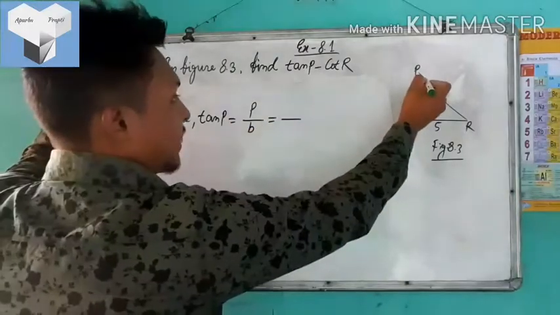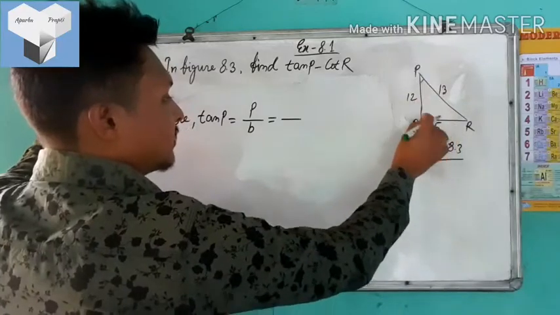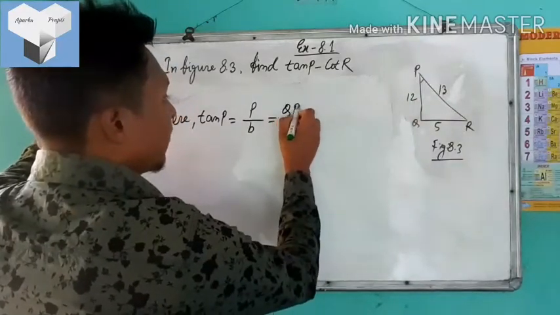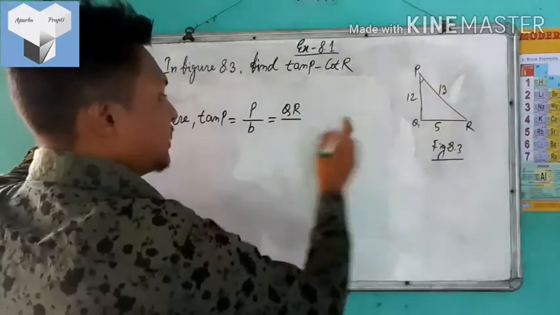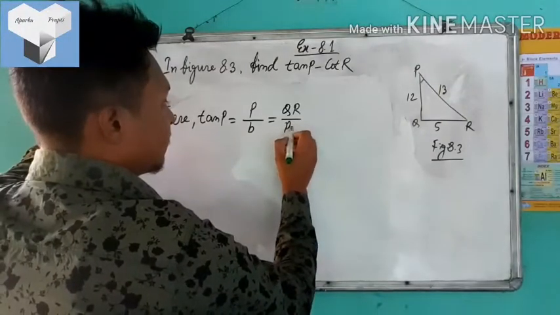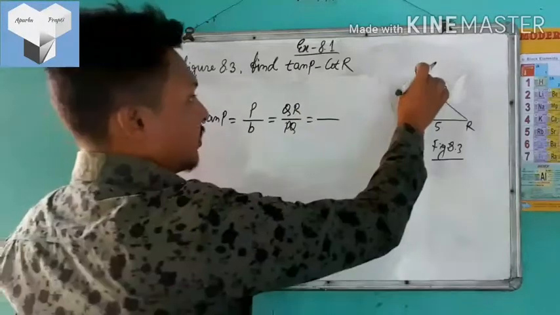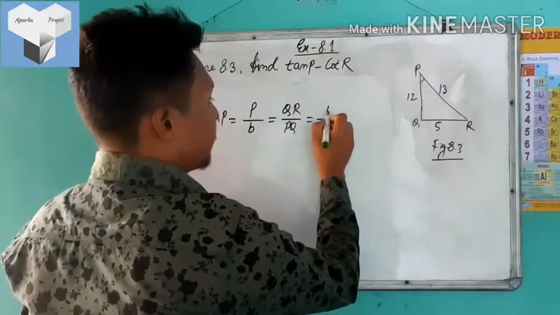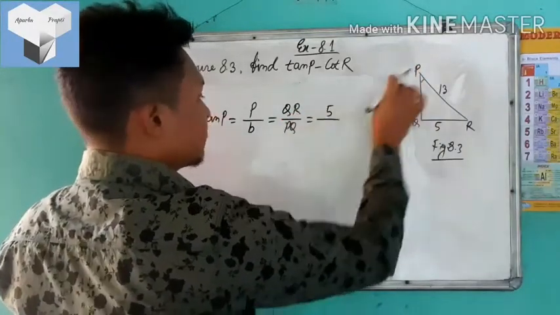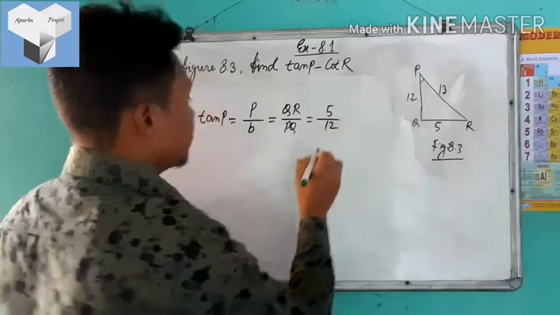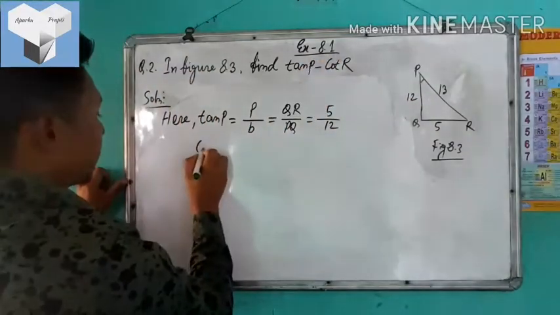So with respect to angle P, which will be the perpendicular, guys? This will be the perpendicular QR. And which is the base? This PQ will be the base. Put the value of QR and PQ. QR is 5 centimeter and PQ is 12 centimeter. Next remaining is cot R.